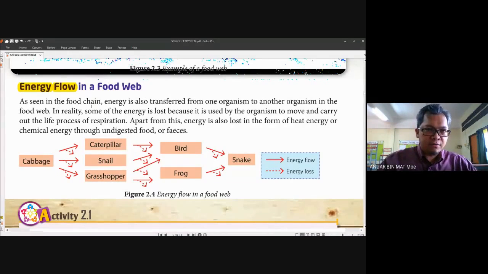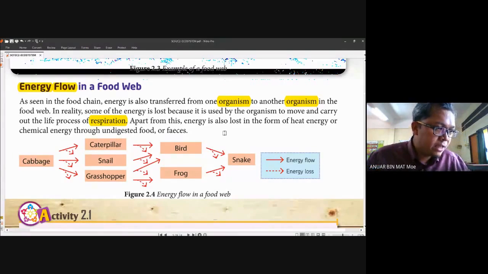Okay, I read the article for you. As seen in the food chain, energy is also transferred from one organism to another organism in the food web. In reality, some of the energy is lost because it is used by the organism to move and carry out the life process of respiration. Okay, can you understand this? What is the meaning of energy flow? How do we get energy? Anybody? How does the animal get the energy?